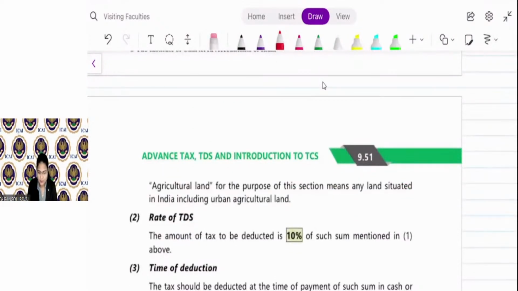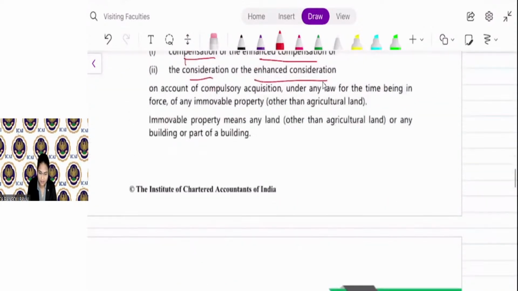Agricultural land for the purpose of this section means any land situated in India, including urban agricultural land. Okay, so here under 194IA we have discussed that only rural agricultural land is covered, right? But here rural as well as urban agricultural land both are covered. So if your urban agricultural land is compulsorily acquired, then also the TDS is not applicable. Why? Because it is specifically given that other than agricultural land.